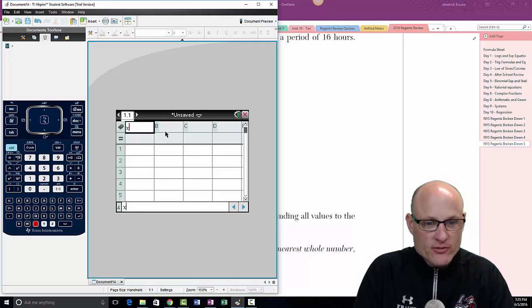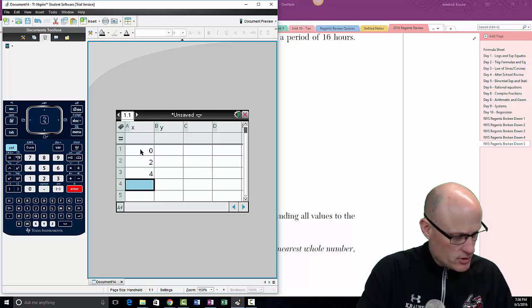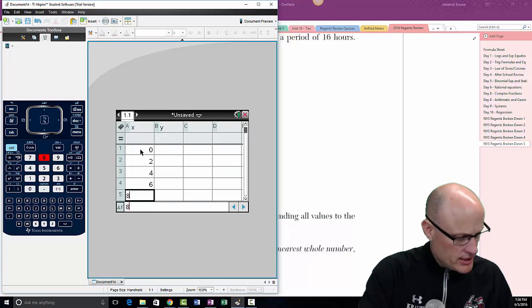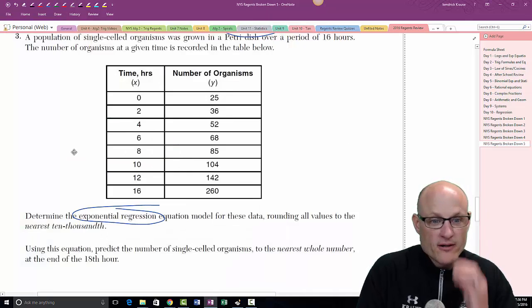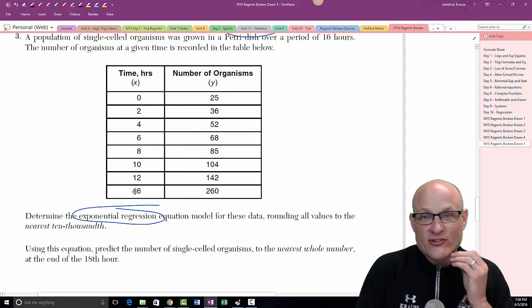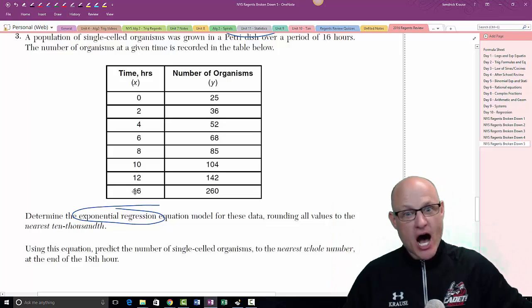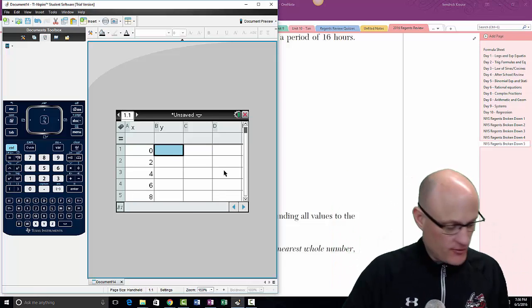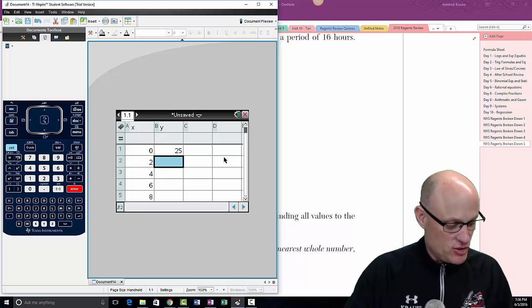We got X, we got Y, and we're going to go 0, 2, 4, 6, 8, 10, 12. And then they decide to be jerks and go 16 instead of 14 just to see if they can fool you. Right here, they got 12 and then 16. Ah, I got you, kid. Be careful. Just don't fall for the stupid stuff. That is why you do these problems twice. They're so easy. Do them twice.